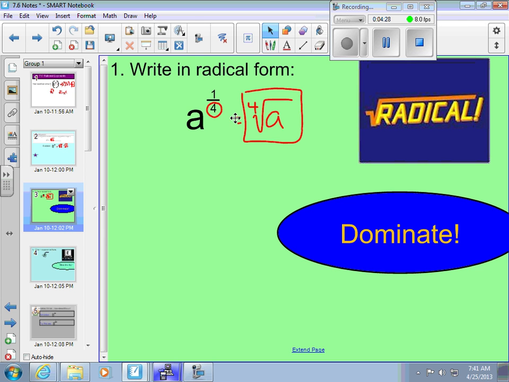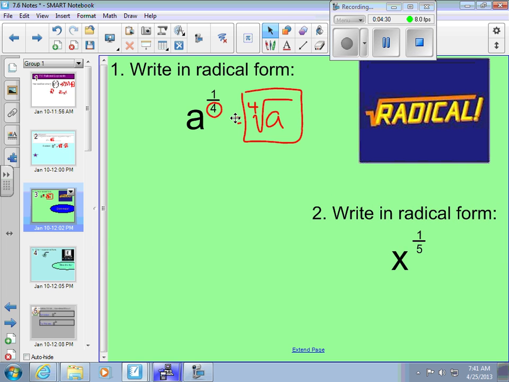Let's try another one here. Number 2, write this one in radical form. So now we want to do the same thing here. x to the 1/5 power, what would that be in radical form? That would be the same as the 5th root of x. All right, let's try some other ones.